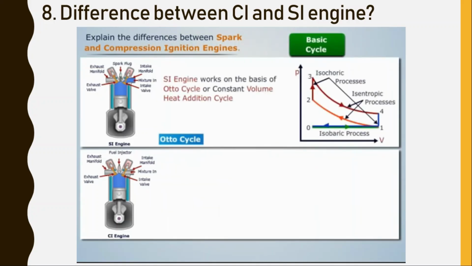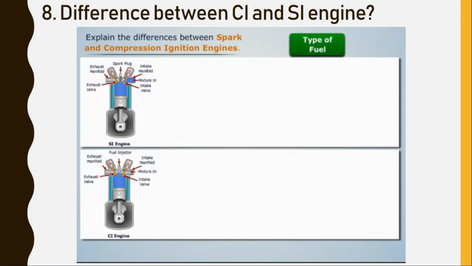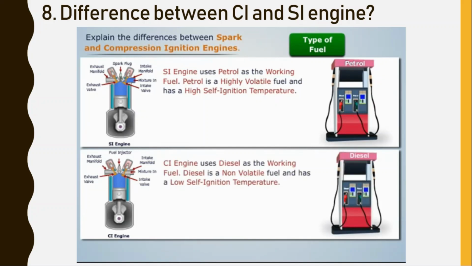Spark ignition engine works on the basis of Otto cycle or constant volume heat addition cycle, whereas compression ignition engine works on the basis of diesel cycle or constant pressure heat addition cycle. Spark ignition engine uses petrol as the working fuel. Petrol is a highly volatile fuel and has a high self-ignition temperature, whereas compression ignition engine uses diesel as the working fuel. Diesel is a non-volatile fuel and has a low self-ignition temperature.